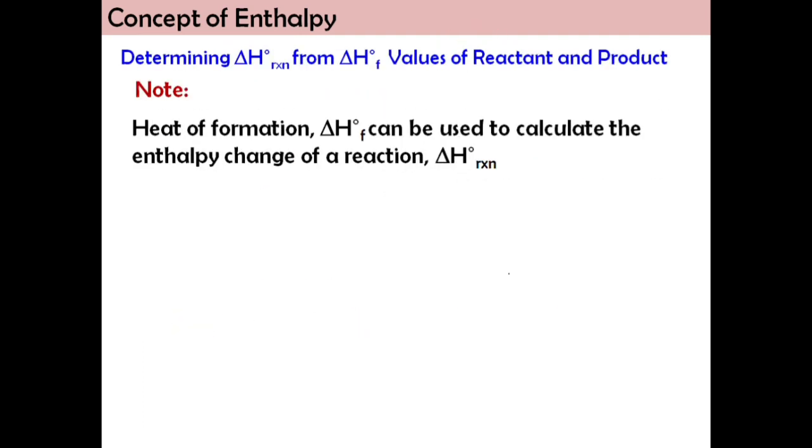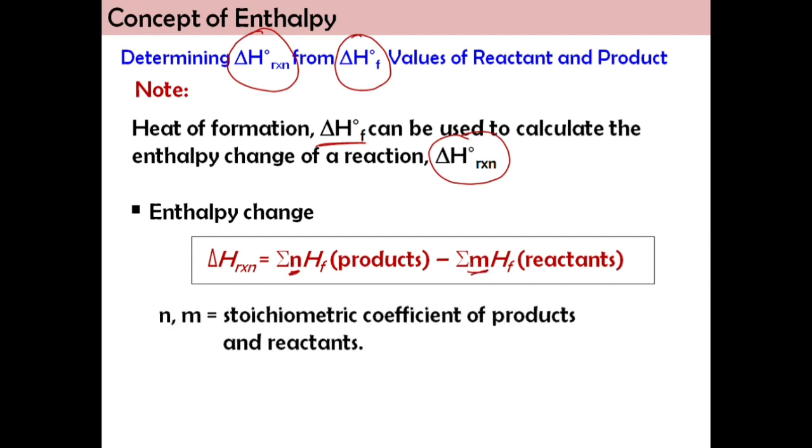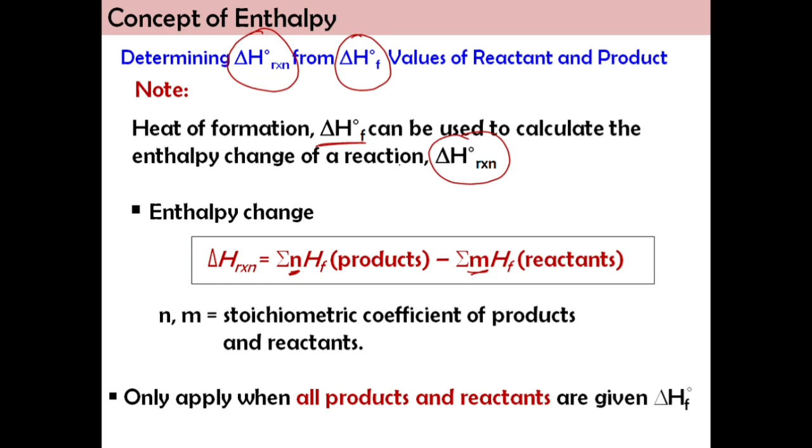Okay, how to determine the delta H reaction from the delta H formation? Okay, so kalau awak ada value untuk enthalpy of formation, kita boleh guna untuk kira enthalpy of reaction by using this formula. Okay, the sum of product minus sum of reactant, but kita ada n dengan m. n dengan m itu bermaksud stoichiometric coefficient. But this can be used hanya boleh guna kalau produk dengan reactant kesemuanya diberi nilai delta Hf. Kalau tak ada, awak tak boleh guna formula ni, okay? Ada cara lain untuk kita kira.